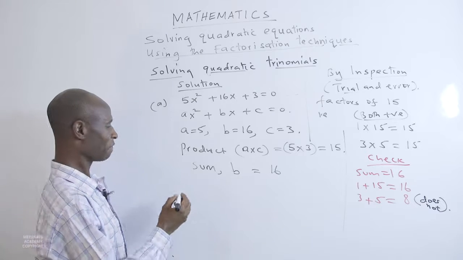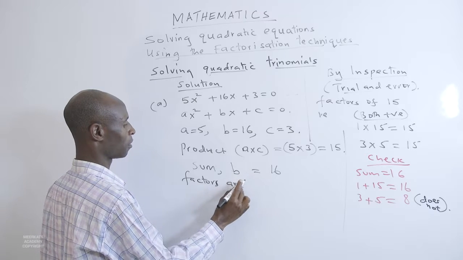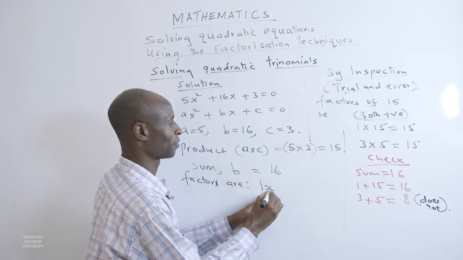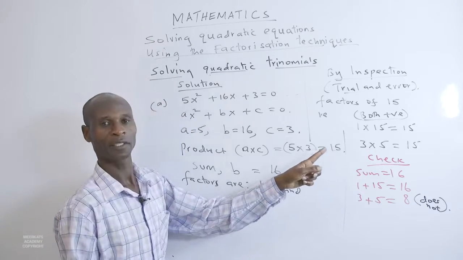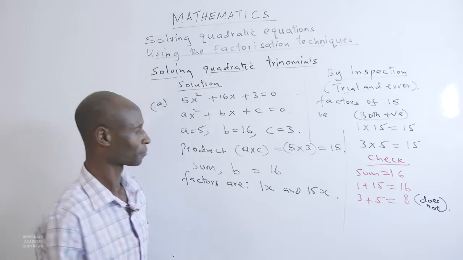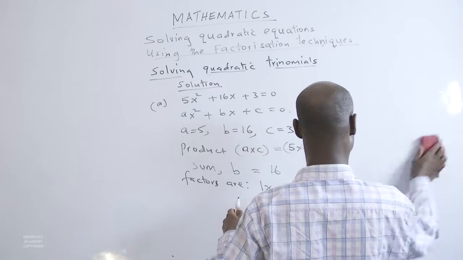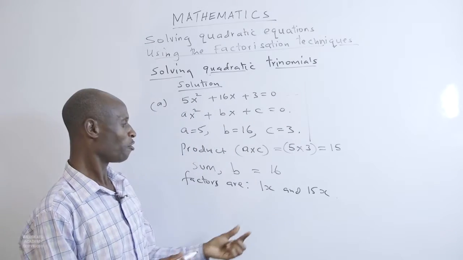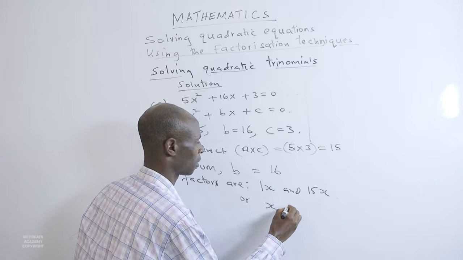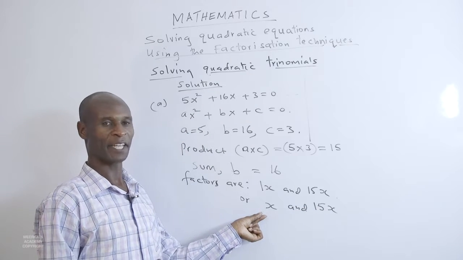And therefore, we say the factors are 1x and 15x. So instead of 1x, we can as well write it as x. In this case, 1 is implied.